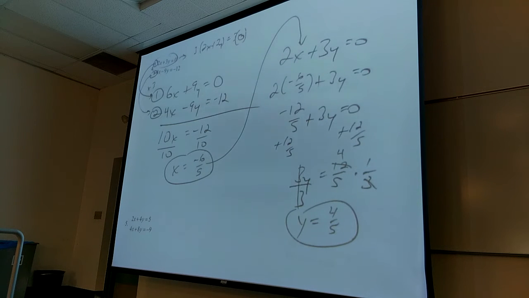So the first thing I did, I'm told to use the elimination method, so nothing would eliminate at the moment, so I have to multiply one or both so that something will cancel.